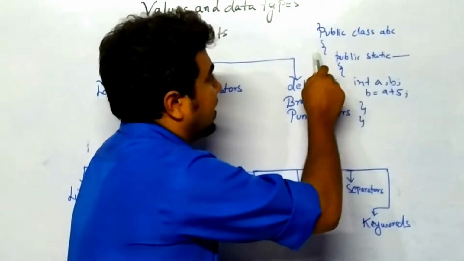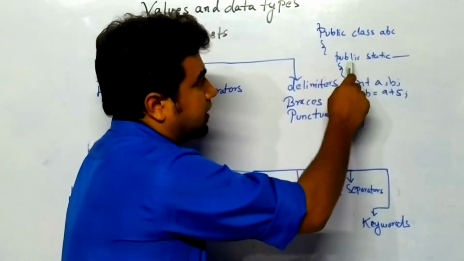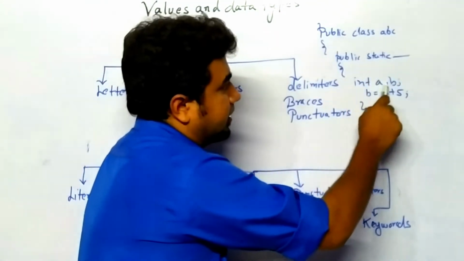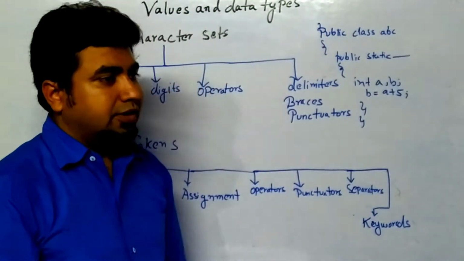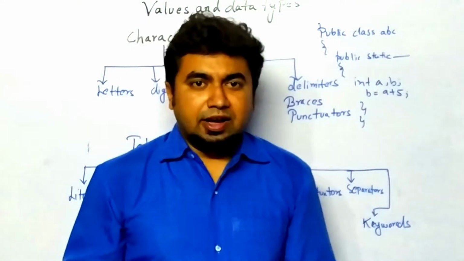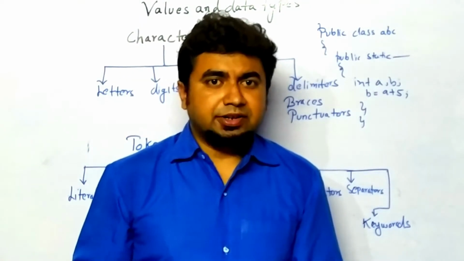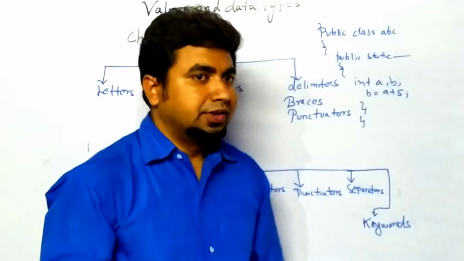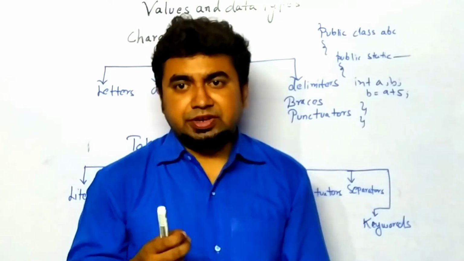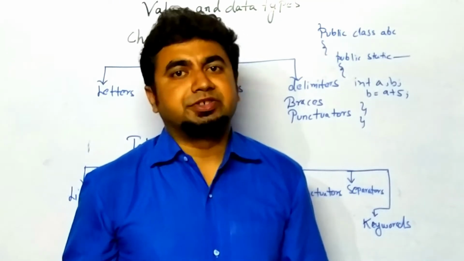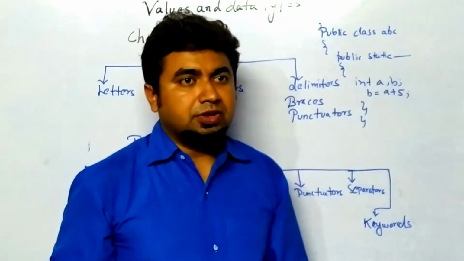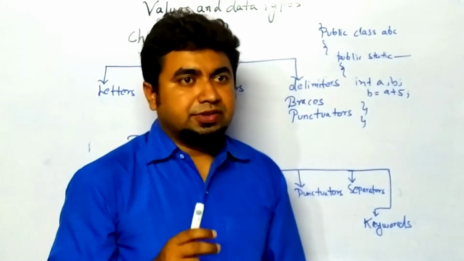This is one statement, each line. This is also one statement. This is also one statement. These braces are also one of the statements. Then this is the statement. Like this, many statements, and you can see that statements are made up of different individual units. In English we say statements are made up of words. Here we can say statements are made up of different individual components, which are essential.